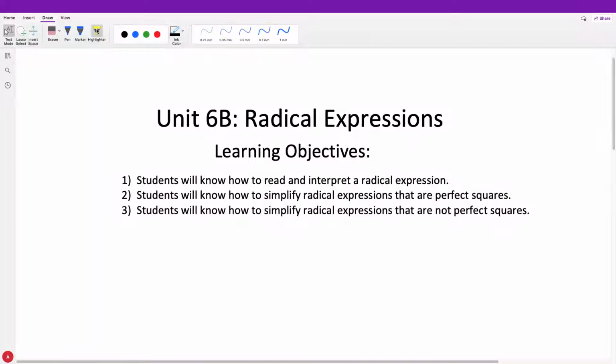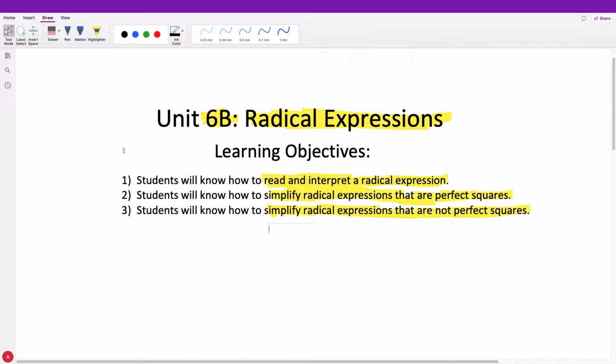All right, so now moving on to the next part of this unit, which is going to be section 6b, and we're going to learn about radical expressions. What you will need to know by the end of this video is how to read and interpret a radical expression. So what is it that we're actually trying to solve for, and what do the different parts of the radical expression mean? And then you're going to have to know how to simplify radical expressions that are what are called perfect squares. And then you're going to also have to know how to simplify radical expressions that are not perfect squares.